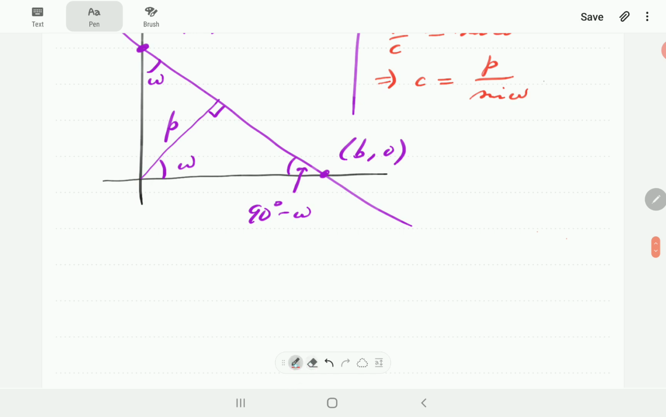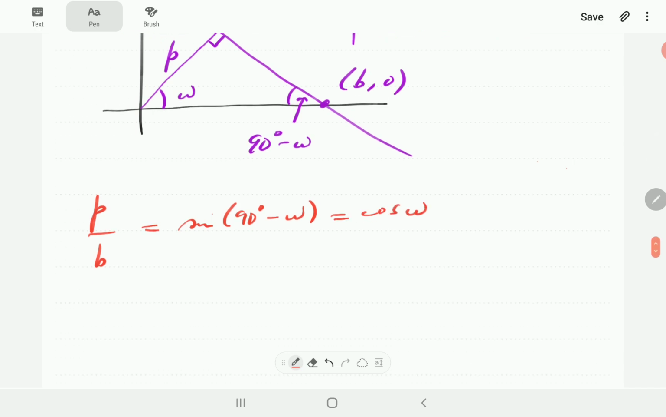Then from this triangle here, p over b is going to be sine of 90 minus omega. So p over b is sine of 90 minus omega. But sine of 90 minus omega is simply cosine omega. So from here we can see that b is going to be p over cosine omega.